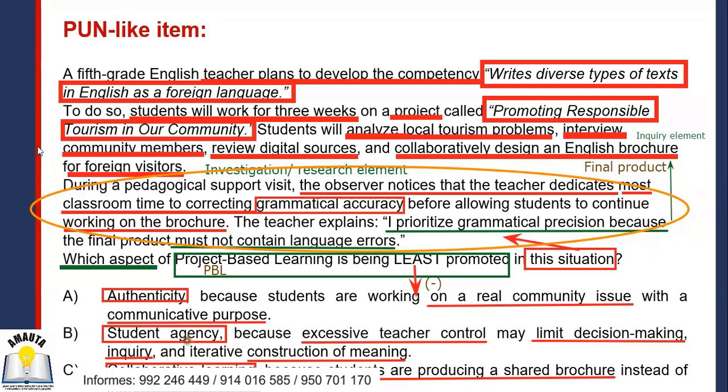Okay. I have a question for you. Think about this question, my dear teachers. Think about this question, please. Okay. What is more important in PBL, in project-based learning? Okay. What is more important?